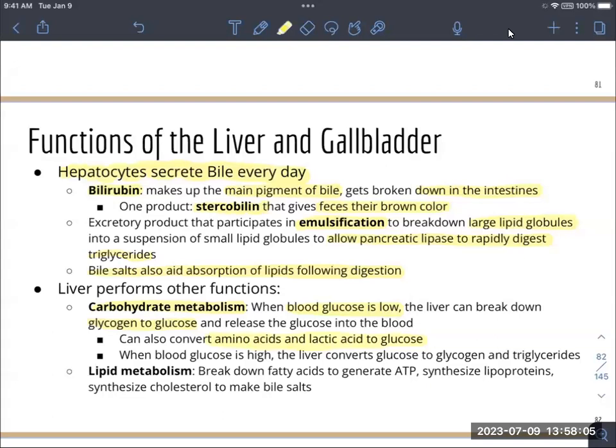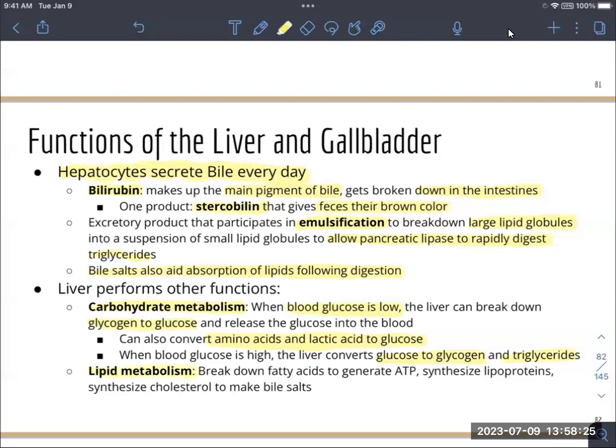The liver can take excess glucose, we store it as glycogen. We can turn glucose into triglycerides. We can turn glucose into fats. Sugars can get converted to fats in our liver. Something to think about.